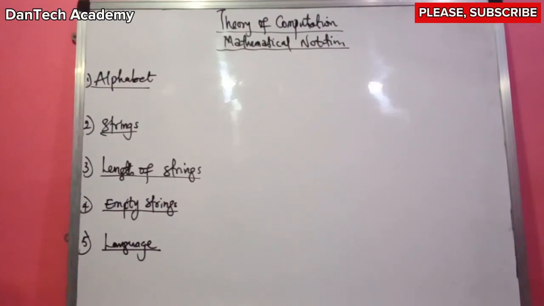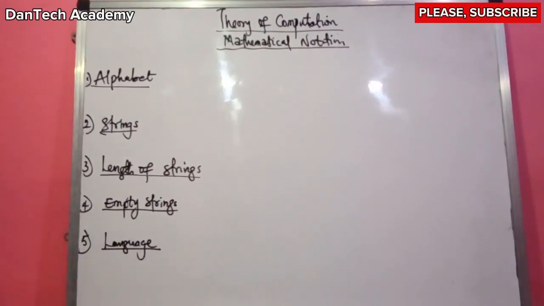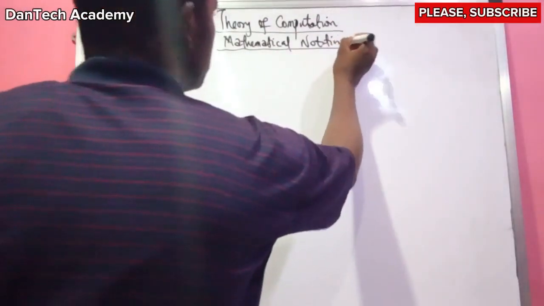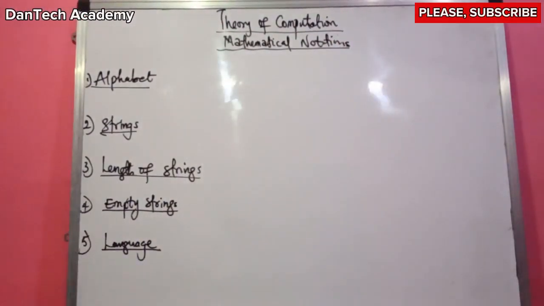So, in theory of computation, there are mathematical notations we just have to understand, because they will help us do whatever calculations we'll be doing. The following five are the major mathematical notations we have to understand: how they work, what their meanings are, and when and how to use them.